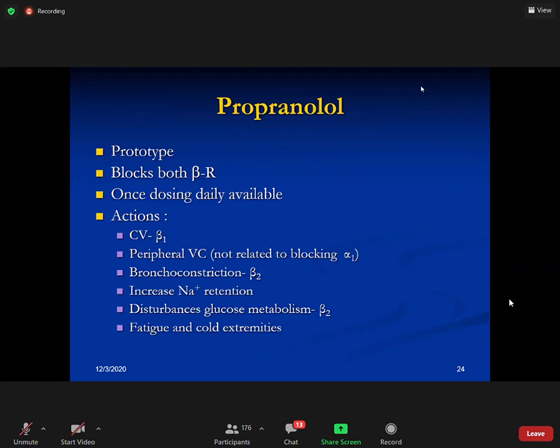Now, propranolol is the prototype. It blocks beta receptors. Once-daily dose available. The action: remember, cardiovascular is what? Beta-1, right? Peripherally we have vasoconstriction, but it is not related to blocking alpha-1. I hope someone will explain why you have peripheral vasoconstriction. It may be slight, but it has nothing to do with blocking alpha-1.